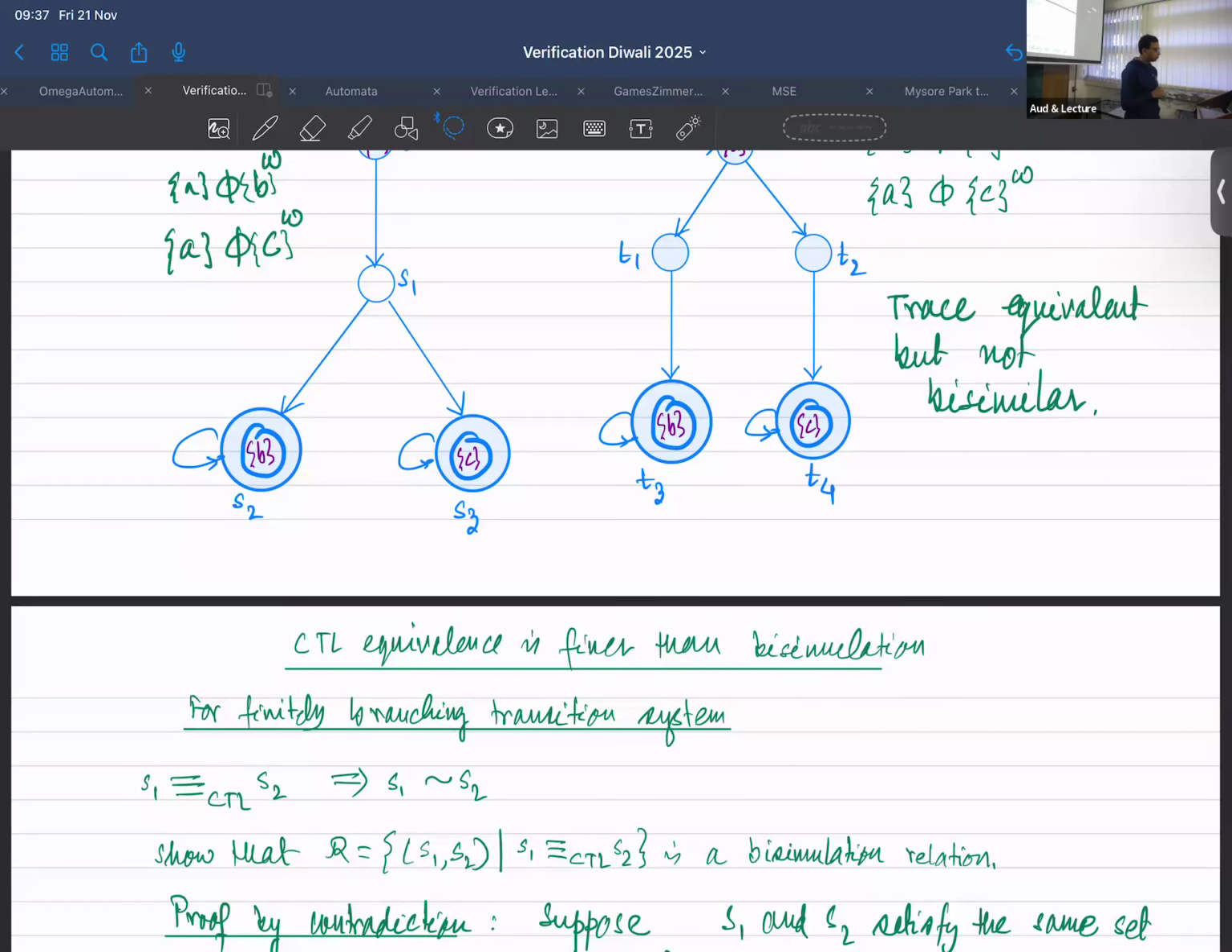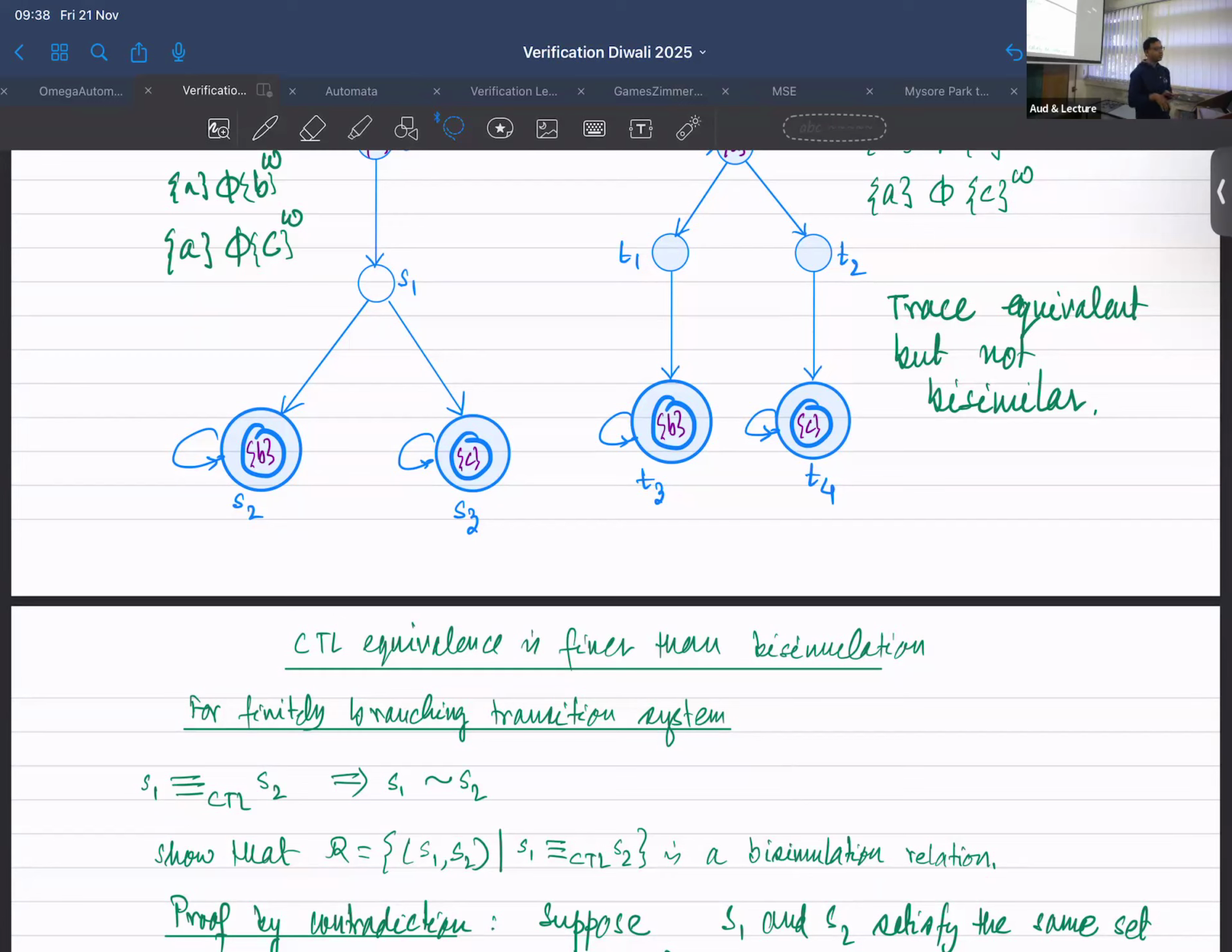Okay, so we were looking at bisimulation and CTL in the last class, right? So what did we say? That if there are two processes or two Kripke structures which are CTL equivalent, in the sense they satisfy the same set of CTL formulas, then they are bisimilar, and the other way around also holds. So if they are bisimilar, then they also satisfy the same set of CTL formulas, right?